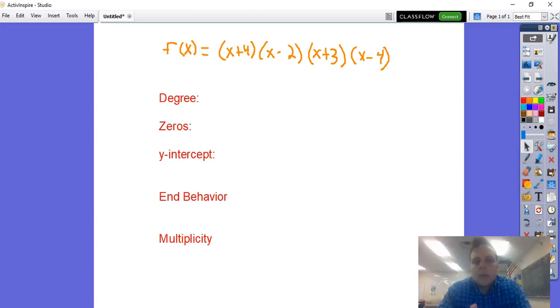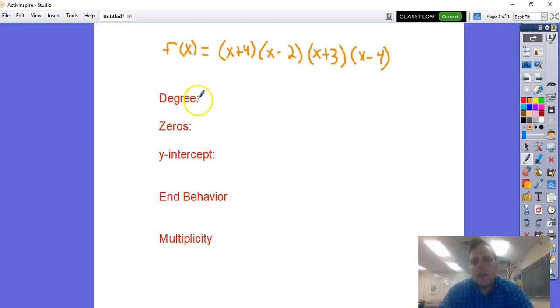Hey guys, what we're going to talk about is being able to find the degree, the zeros, the y-intercept, the end behavior, and the multiplicity of the zeros, all from just the equation, okay? So I know yesterday in class we were all like, hey, what if we had a graph and we graphed it and we looked and we saw what the degree was, we saw what the zeros were, we saw what the y-intercept was, we saw what the end behavior was, and we saw, well, actually we have not talked about multiplicity.